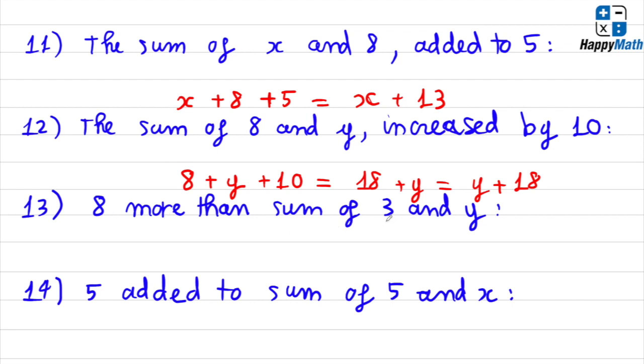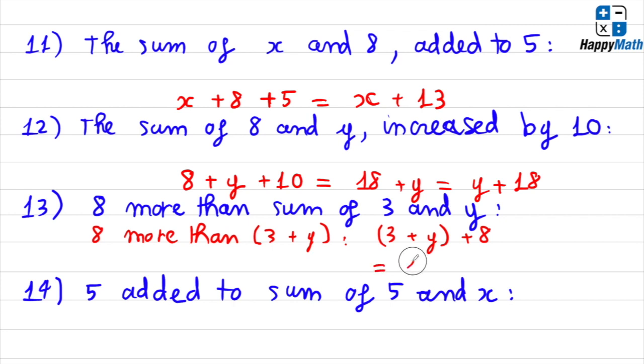8 more than the sum of 3 and y. Oh, a little bit harder. When you get 8 more than something, it means 8 plus something. But in here you have 8 more than the sum of 3 and y. Another way to write this out: the sum of 3 and y means 3 plus y. So in this form, I think it is simple: 8 more than 3 plus y. So how can you write down the expression? 3 plus y, and then plus 8. So 11 plus y. Yeah.